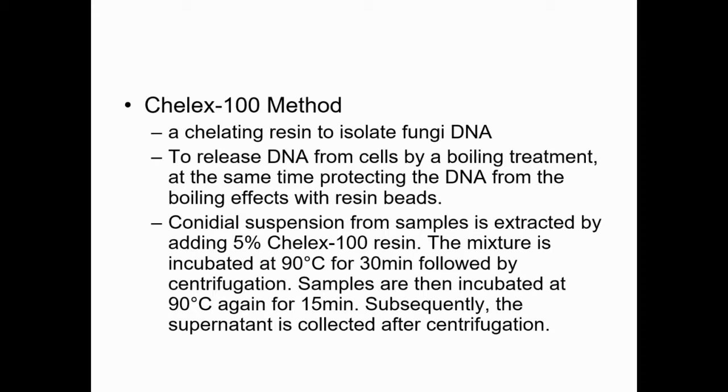Okay, so typically, if you use Candida, the Candida suspension from the sample is extracted by adding 5% Chelex 100 resin, and then you incubate the mixture at 90 degrees for 30 minutes. After that you centrifuge the sample, and then you incubate again at 90 degrees for 15 minutes, and later on you collect the supernatant after the centrifugation. So the Chelex extraction method is quick to obtain DNA from spores, like those of fungi. Okay, so that's another method that people normally use.